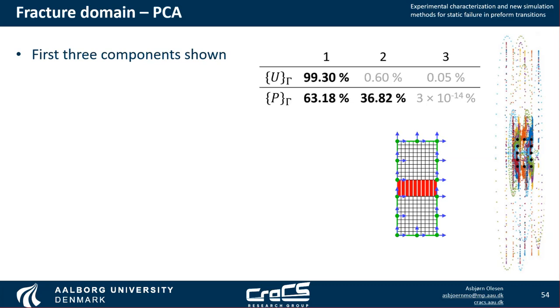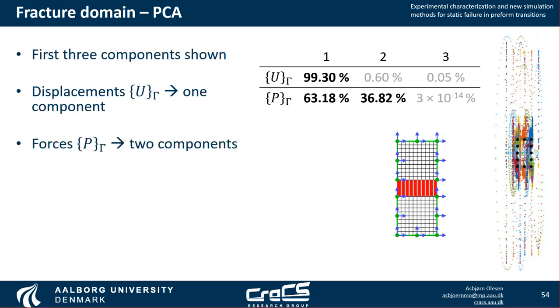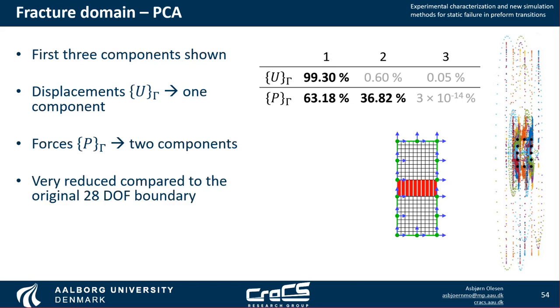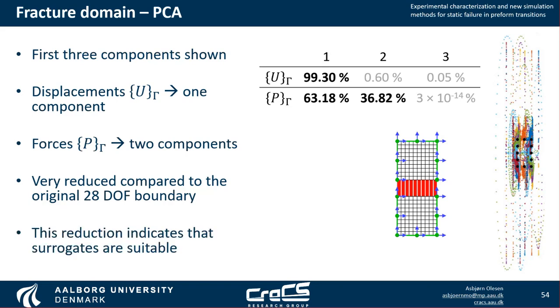And it is immediately obvious that some are more important than others. So for the displacements, we see that one principal component explains almost all of the variance found in the data. And comparatively for the forces, two components explain almost all of the variance found in the data. We take this to mean that the data can be very reduced, and this is also beneficial for surrogate modeling because this means we do not need complex surrogate models to actually represent the response that we see in the data.